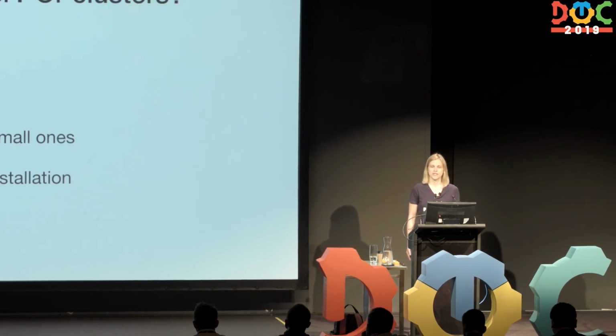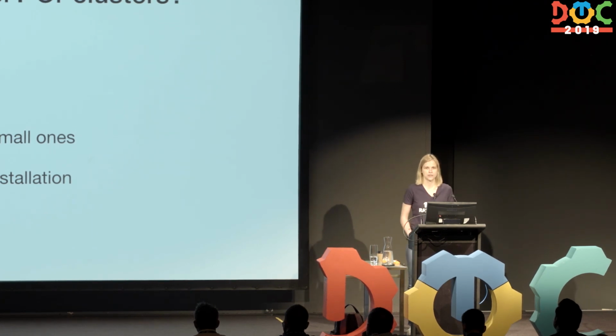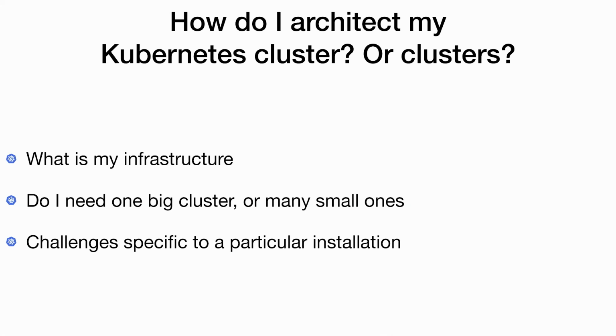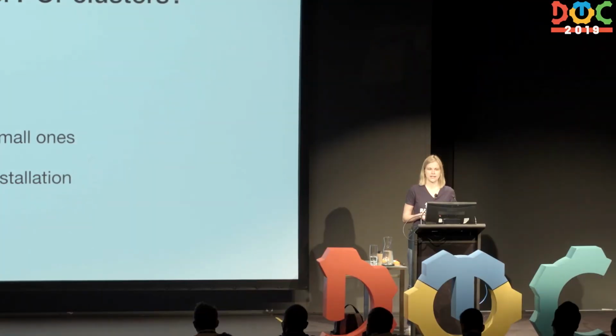But how do you actually decide on how big your Kubernetes cluster should be? There are some questions that you have to ask yourself first. First of all, what is your infrastructure? Is your infrastructure solely in the cloud? And if it is in the cloud, is it just in one cloud, or are you evaluating several clouds before deciding on it? Or is it a combination of on-prem installation and in-cloud installation?